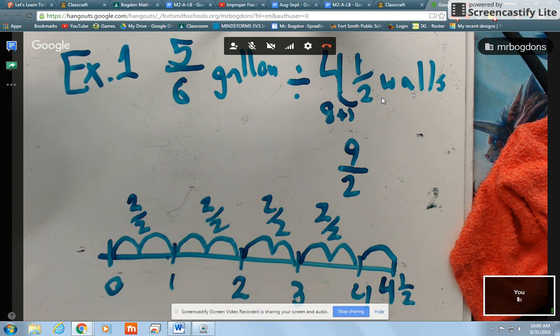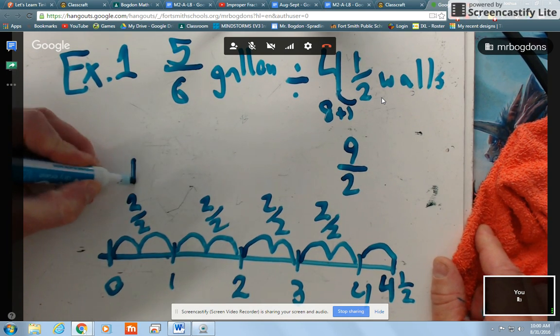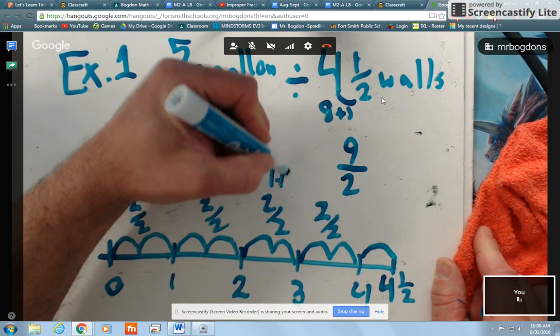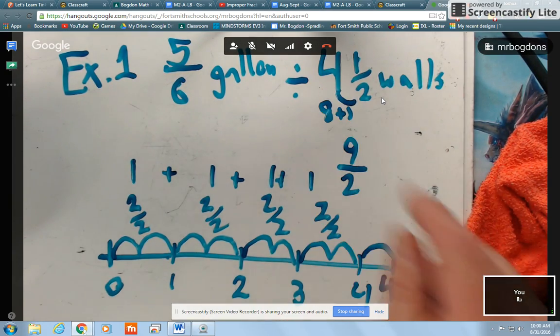Because any number divided by itself is always going to be 1. So another way I can think about this is 1 plus 1 plus 1 plus 1, which is the same thing as saying 4, right, Luis?